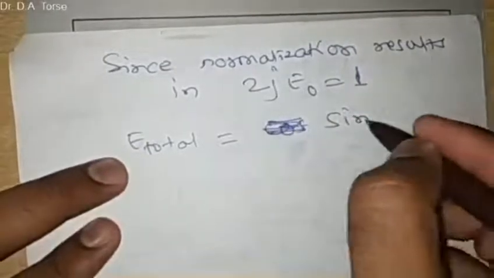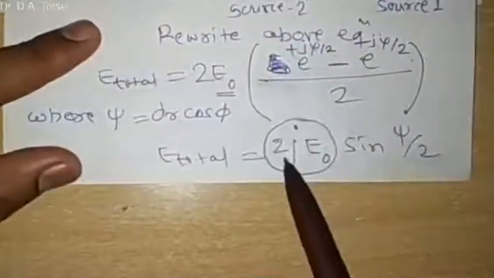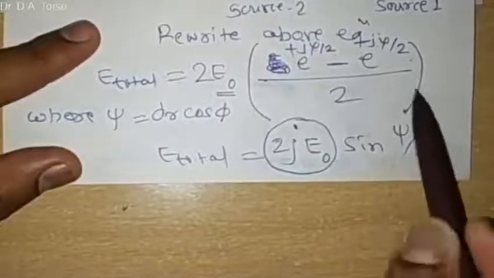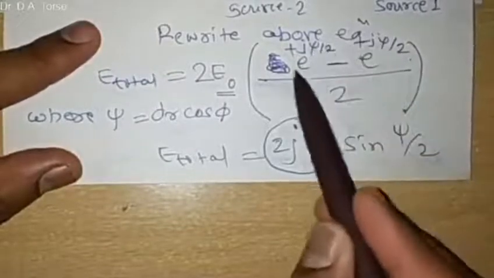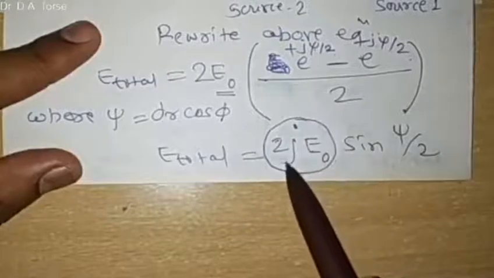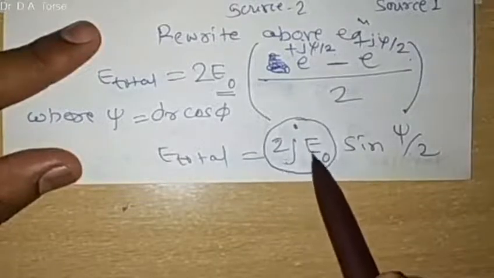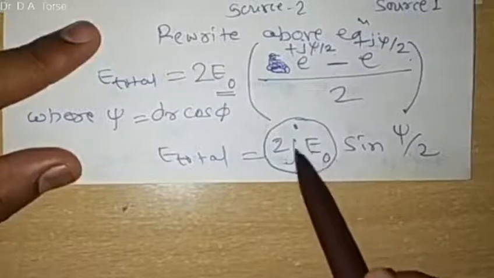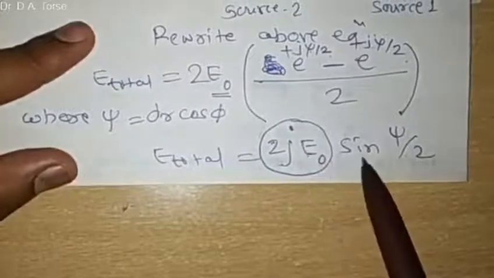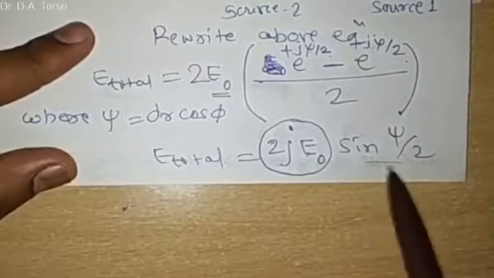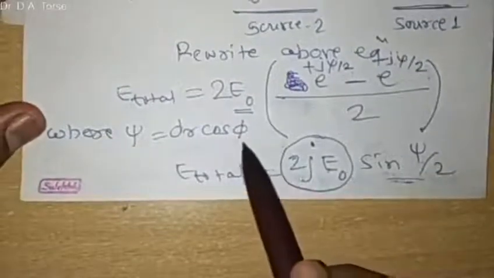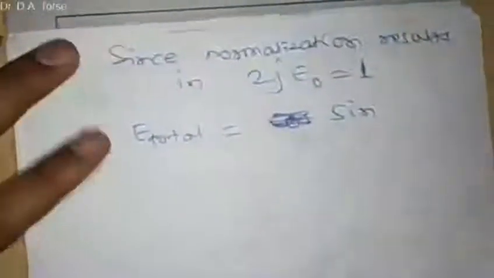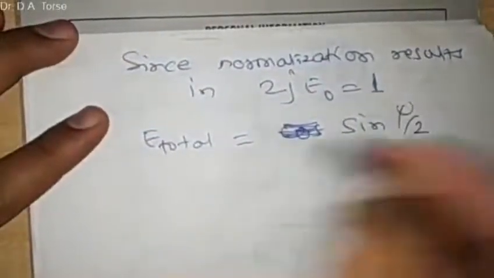So now you can see the equation once again here. What equation we have obtained? The equation we have obtained is 2j E naught sin psi by 2. This represents j sin psi by 2. j we have taken outside with the 2 E0 term, because we are going to make this whole term equal to 1 when we normalize. And what remains now is only sin psi by 2, where psi is dr cos phi. So there is a cos phi term also, which will come later. So now it is sin psi by 2.